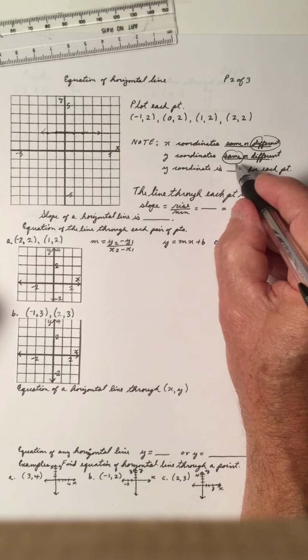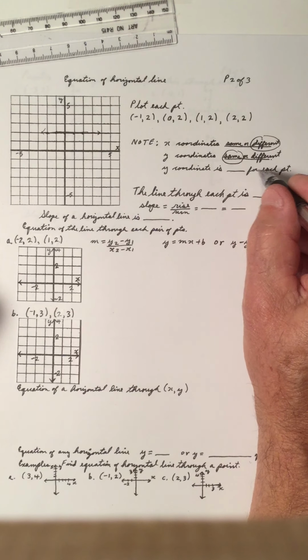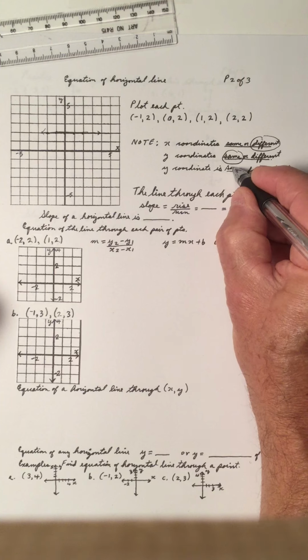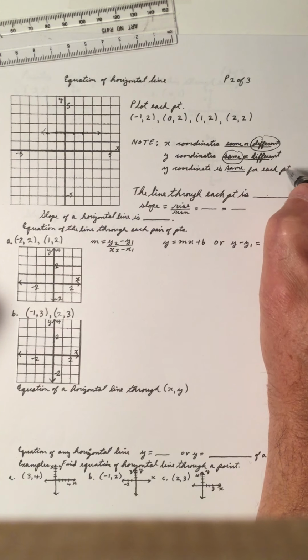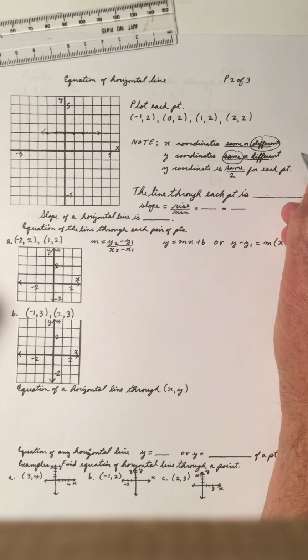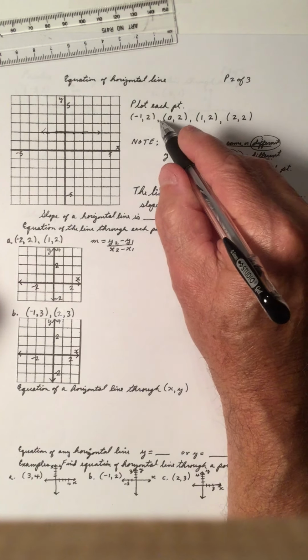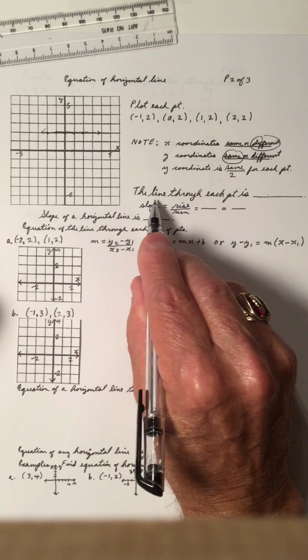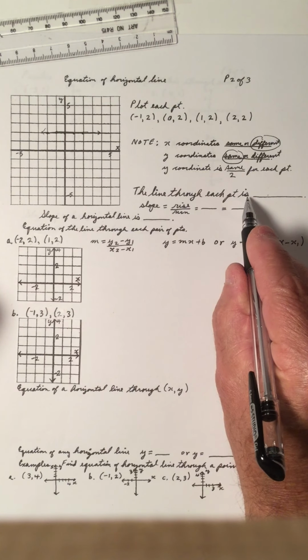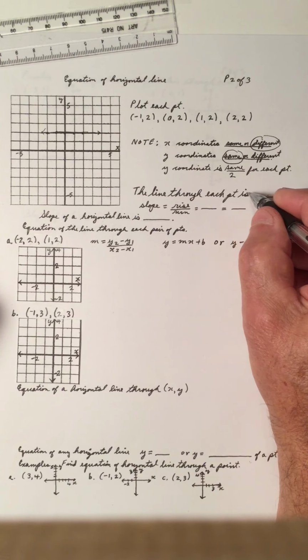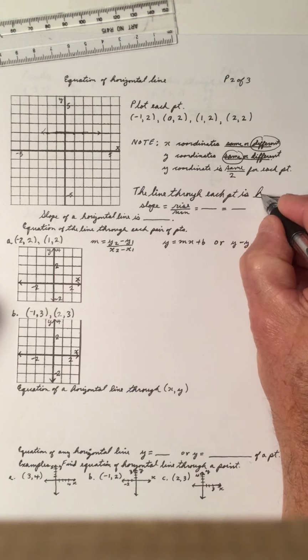The y coordinate is the blank for each point. The y coordinate is the same for each point, or the y coordinate is 2 for each point. You can put either word in there, but let's say the y coordinate is 2 for each point. The line through each point is horizontal.